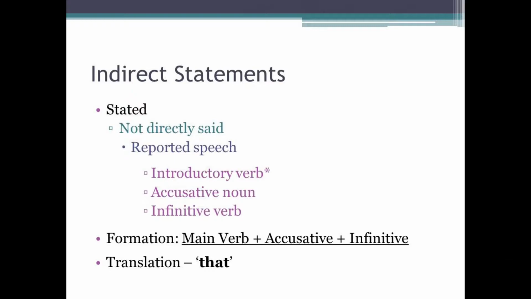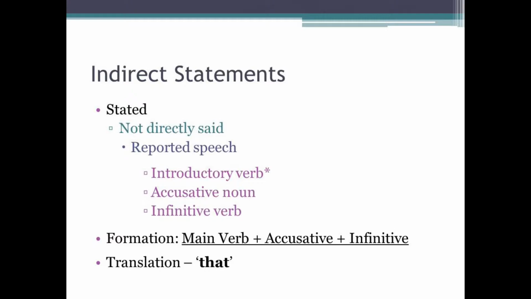Indirect statements. So firstly, what is an indirect statement? Well, an indirect statement is where it is written that something has been stated, but the statement itself is not directly said. So, it is reported speech.